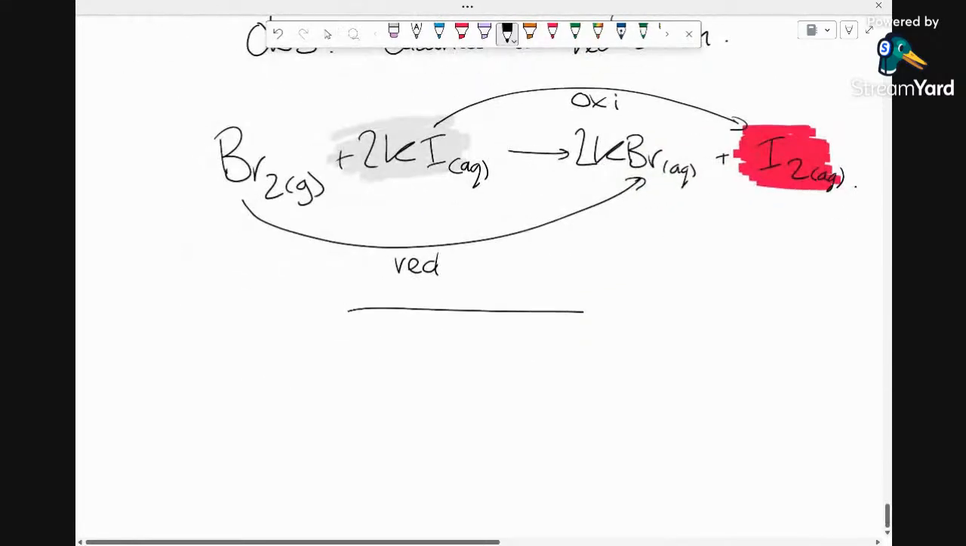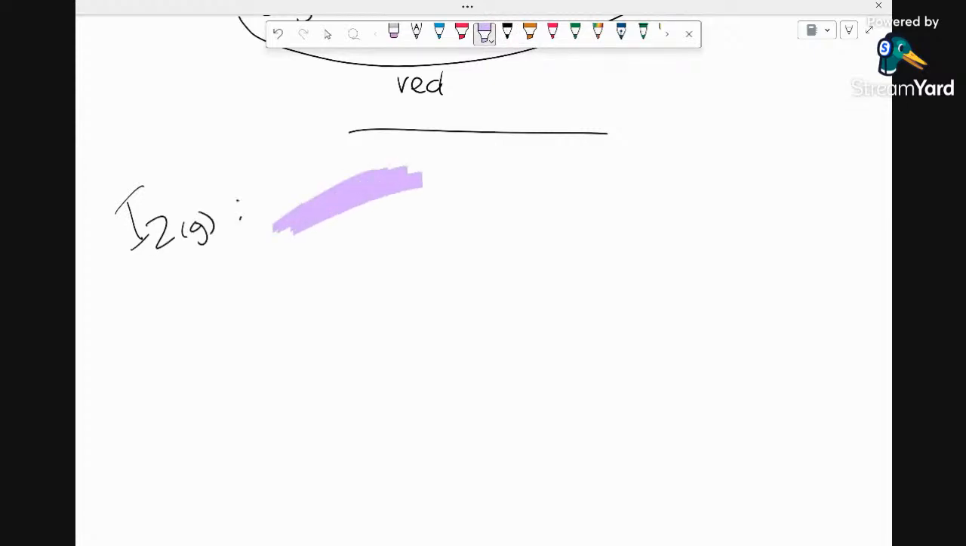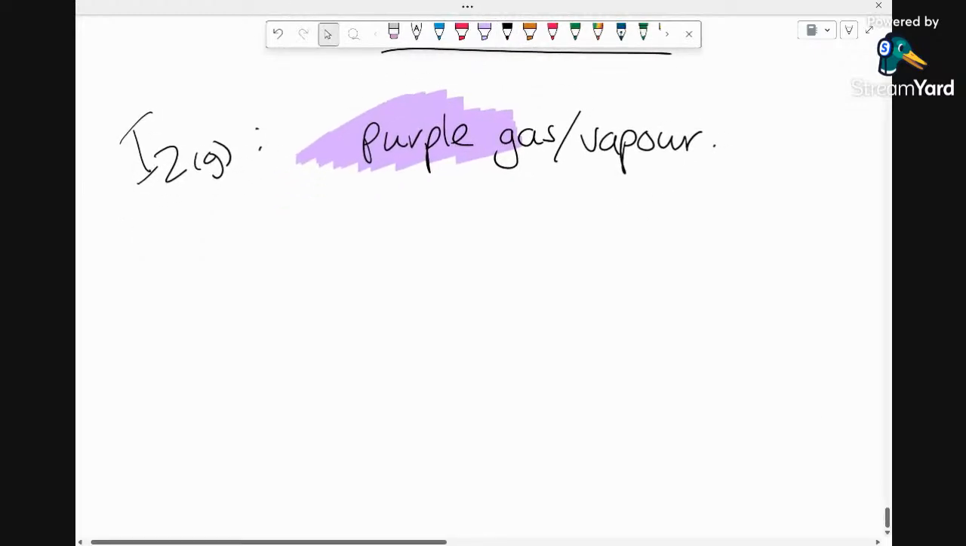We could, by the way, do an extra test for chlorine: bubble through KI, or bromine water. Anyway, sorry. Last one, iodine. Iodine gas, now this is a very important one because it's beautiful and purple. It is a purple vapor, purple gas. They like to use the word vapor. Don't know why, they just do. In this case, purple vapor, purple gas. How do you test for it? With great difficulty.